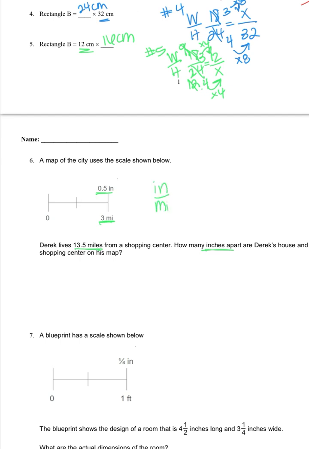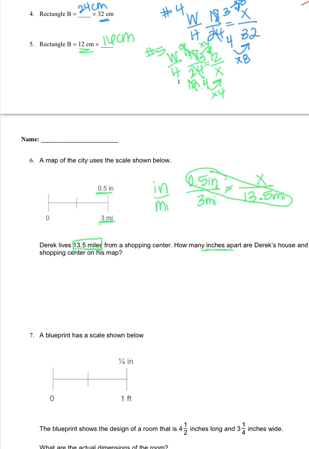All right, so I'm going to set myself up a proportion once again, and I'm going to do inches over miles. I always personally start with what my problem gives me, 0.5 inch over 3 miles. I use this to help me set up the final part of my proportion. Derek lives 13.5 miles, which is going to go on the bottom with the other miles. And I want to know how many inches he lives away on the map.